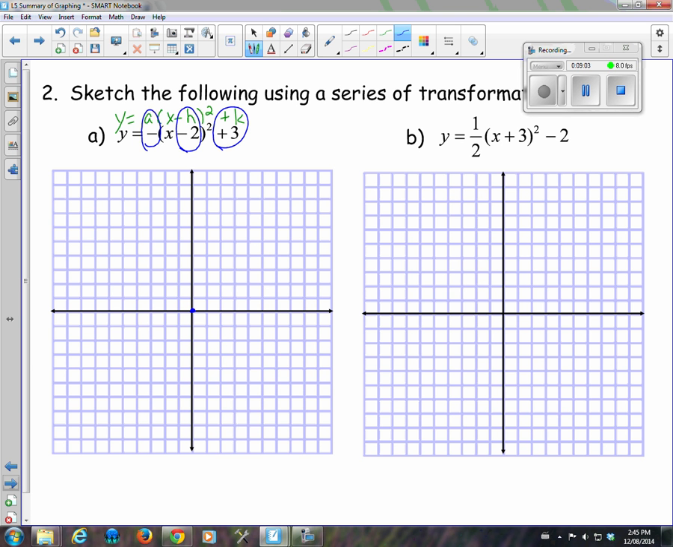Basically, you're going to go over 1, up 1, and over 1, up 3. All the odd numbers. Up 1, up 3, up 5. And we get our parabola shape. And there's our very basic x squared.